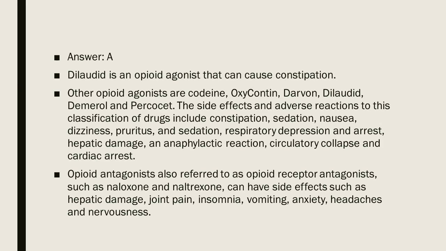Other opioid agonists are codeine, OxyContin, Darvon, Dilaudid, Demerol and Percocet. The side effects and adverse reactions to this classification of drugs include constipation, sedation, nausea, dizziness, pruritus, respiratory depression and arrest, hepatic damage, an anaphylactic reaction, circulatory collapse and cardiac arrest. Opioid antagonists, also referred to as opioid receptor antagonists, such as naloxone and naltrexone, can have side effects such as hepatic damage, joint pain, insomnia, vomiting, anxiety, headaches and nervousness.